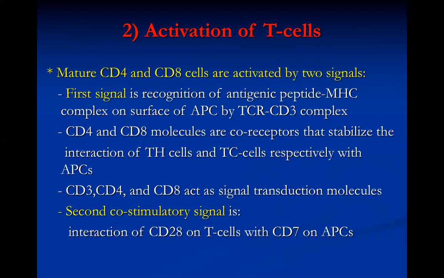2 signals. I remember explaining to you, a student must have asked a question related to this, but in the subsequent lecture I came back and explained it, or maybe I explained it through the email, that we have got 2 key signals during the T cell activation and antigen presentation. The first signal is the recognition of the antigenic peptide major histocompatibility complex on the surface of the antigen presenting cell by the T cell receptor complex.